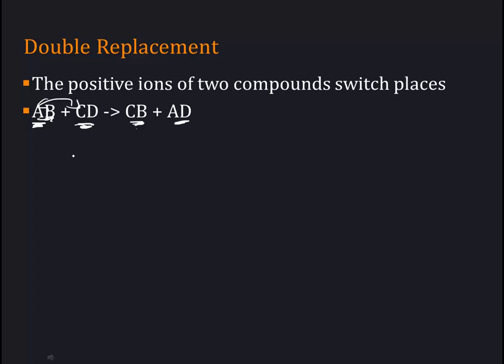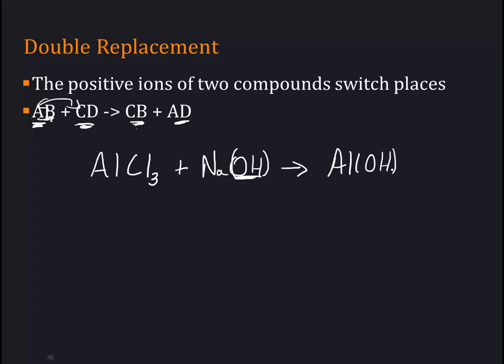A typical example of this is actually one that you guys could carry out in a lab. Aluminum chloride, AlCl3, will react with sodium hydroxide, NaOH. Okay, remember OH is a polyatomic ion, hydroxide, so we treat it as one thing. This will produce aluminum hydroxide, Al(OH)3, and sodium chloride, NaCl.